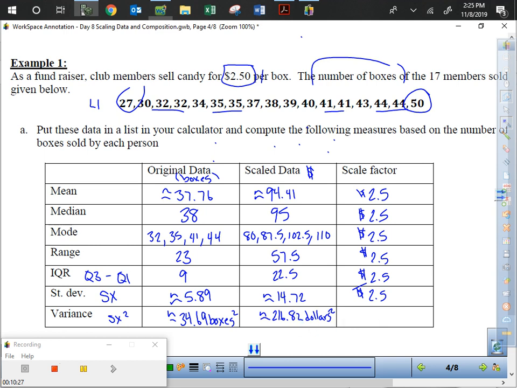So that means when I go and take my variance, I've got 2.5 times whatever this is, but then I have to square it, which means the 2.5 gets squared as well, which is equal to that 6.25. So all of them got multiplied by the scale factor of 2.5 except for the variance, which actually got it done twice.